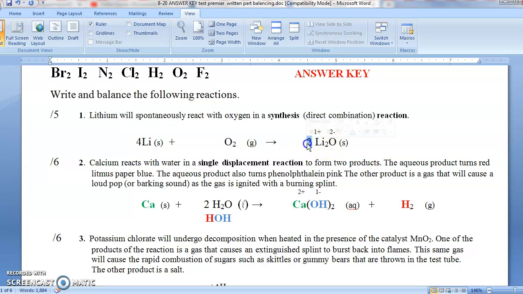So we put the 2 in front to balance out our oxygens. Now that gives us 2 times 2 lithiums. We need a 4 in front. And that takes care of reaction number 1.